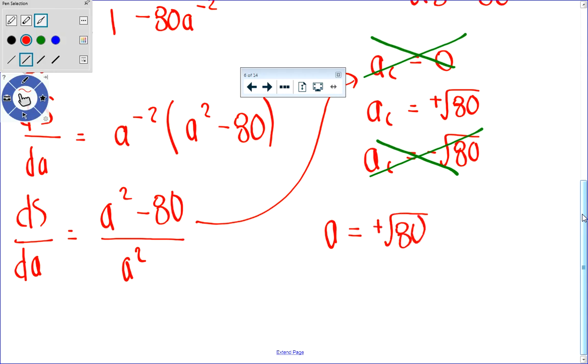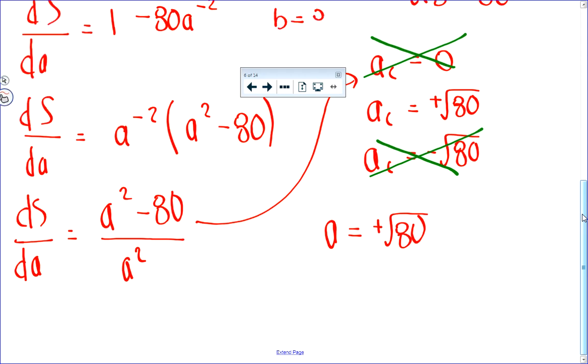And now we can use our statement that b was equal to 80 over a to find out the value of b. B will be equal to 80 divided by root 80. And I won't bore you with the details, but if you rationalize the denominator, you will get root 80.